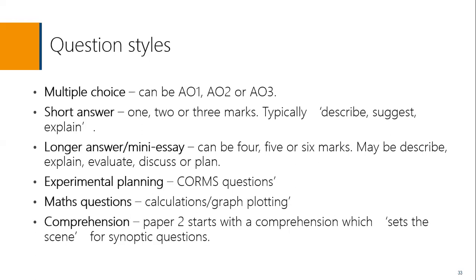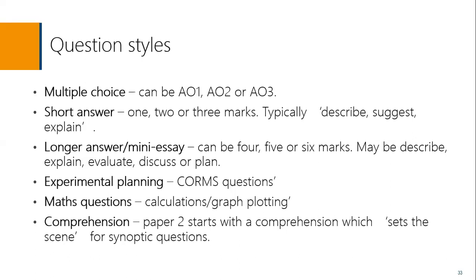There'll be a number of short answer questions, 1, 2, or 3 marks, which will typically be describe, suggest, or explain. There will be a certain number of longer answer questions, mini essays, which can be 4, 5, or 6 marks. Again, they can be across the assessment objectives. So they may be describe, they may be explain, evaluate, discuss, or plan for an experimental question. There will be questions that involve experimental planning, and we'll come on to the use of CORMS later. And there will be a percentage of maths questions as well.